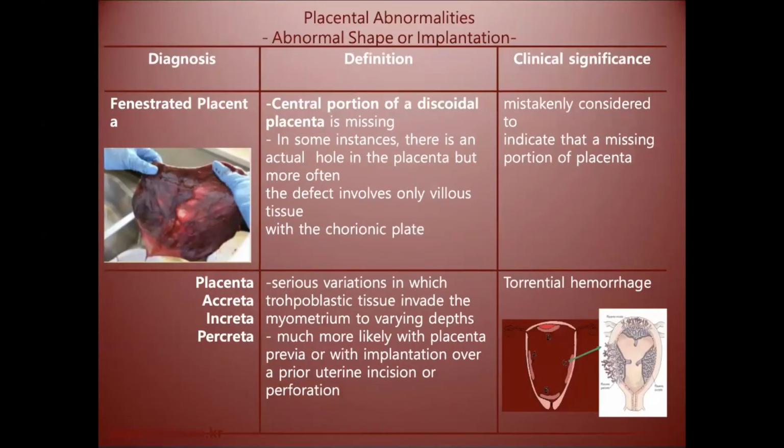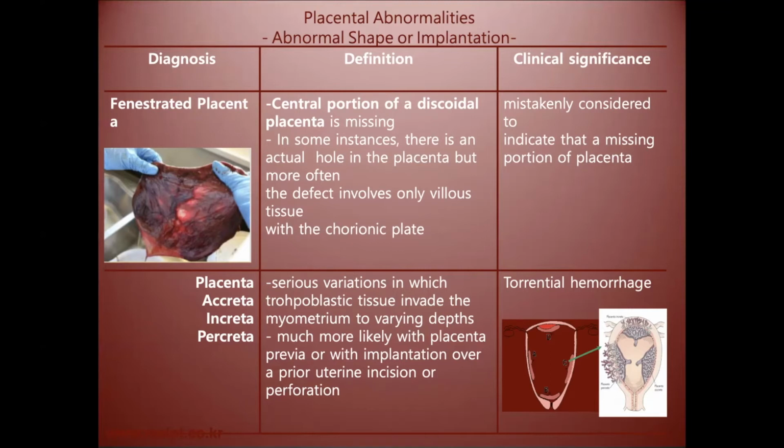Also, a fenestrated placenta is one of the abnormal shapes and implantations. We have the center portion of a discoidal placenta missing. In some instances, there's an actual hole in the placenta, but more often the defect involves only villous tissue with a chorionic plate. Clinical significance is that it's usually mistakenly considered to indicate a missing portion of the placenta.